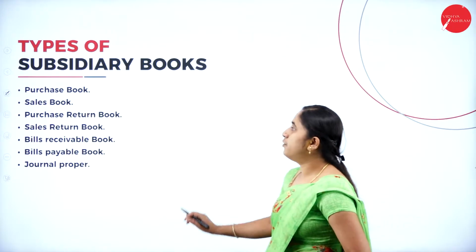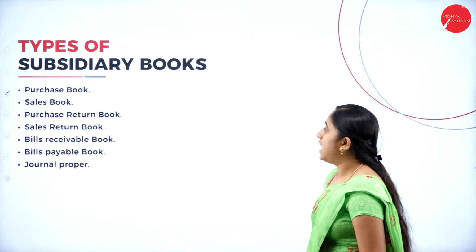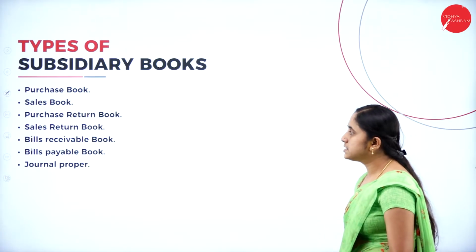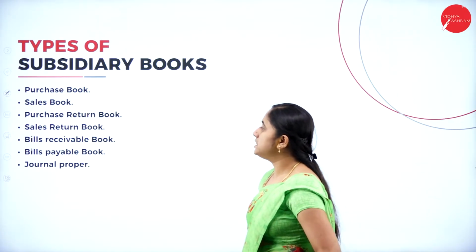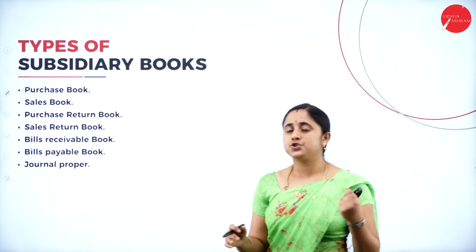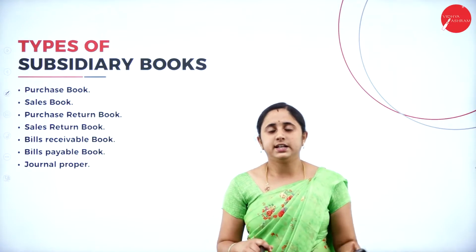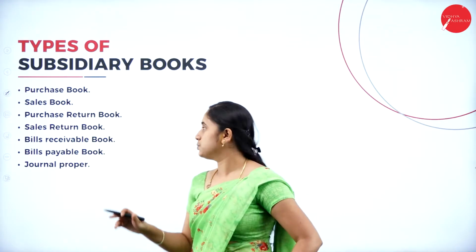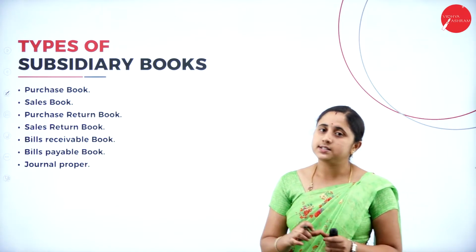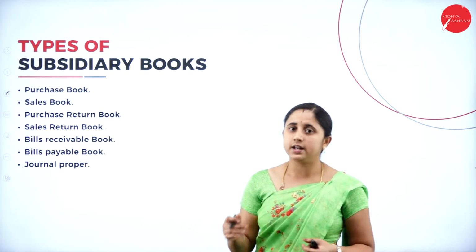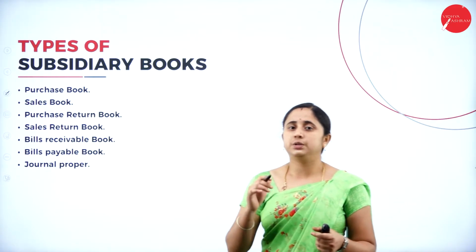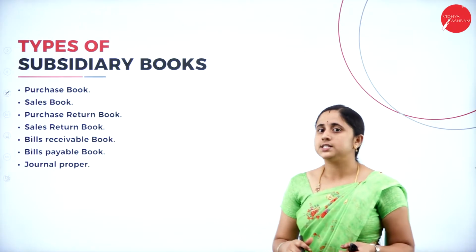Next, types of subsidiary books. We have the purchase book, sales book, purchase return, sales return, bills receivable, bills payable and journal proper. All the purchase transactions should be recorded in the purchase book and sales transactions should be recorded in the sales book. Purchase return and sales return, you will maintain a separate book for purchase return and sales return, as well as the purchase and sales. You are not going to mix the purchase return, sales and sales return.